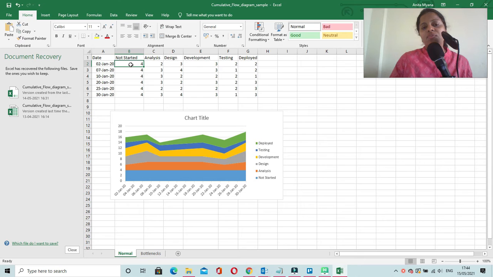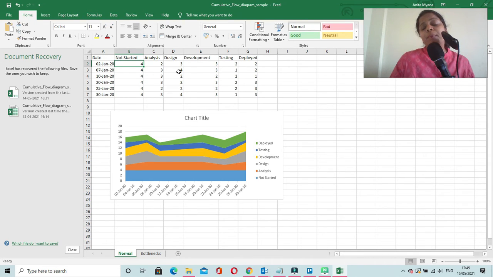So on 2nd of Jan, there were 4 tasks in the not started stage. There were 2 tasks in the analysis stage. There were 3 tasks in the design stage, and there were 3 tasks in the development stage. There were 2 tasks in the testing stage, and another 2 tasks in the deployed stage. So this way, I think you have understood how to read this data.